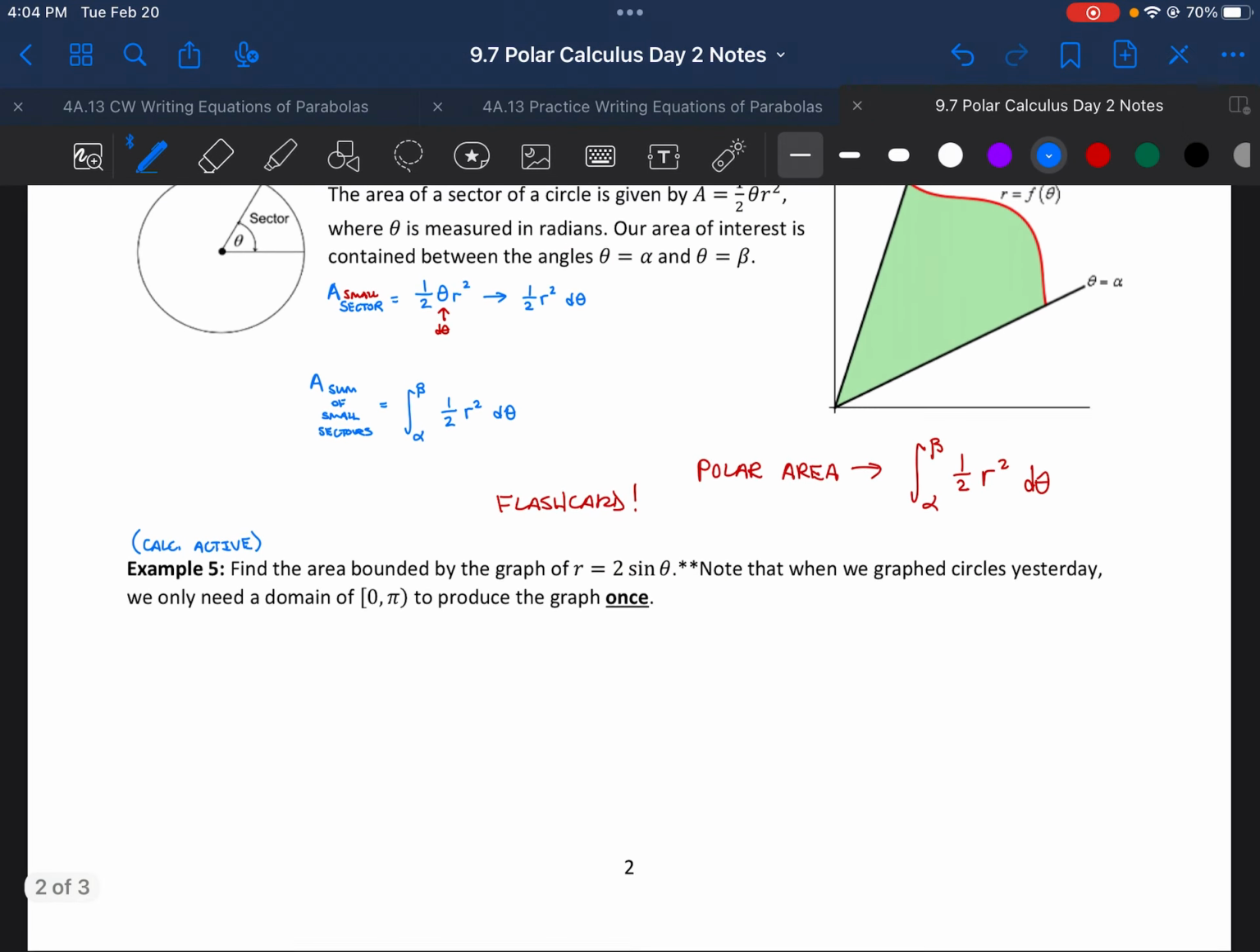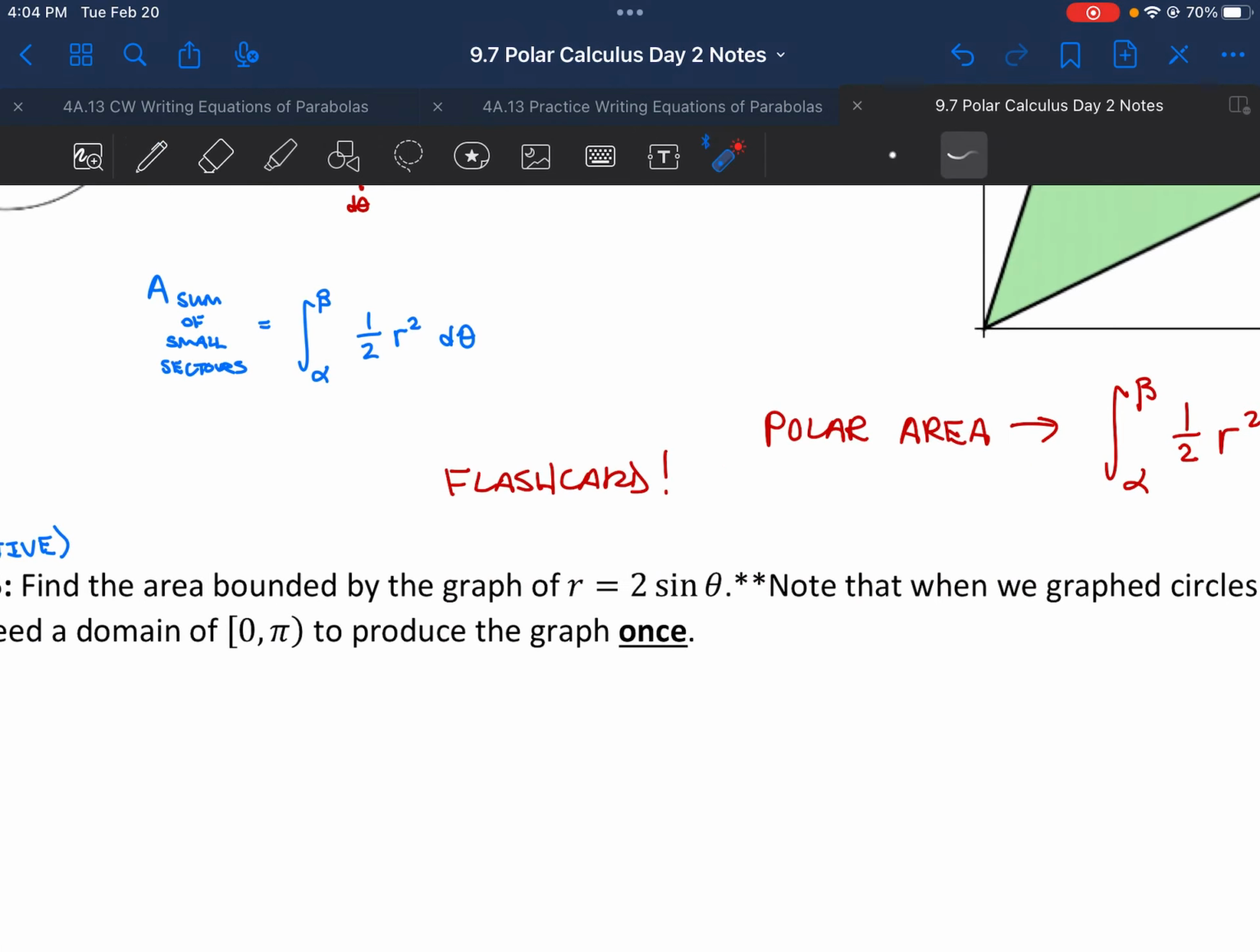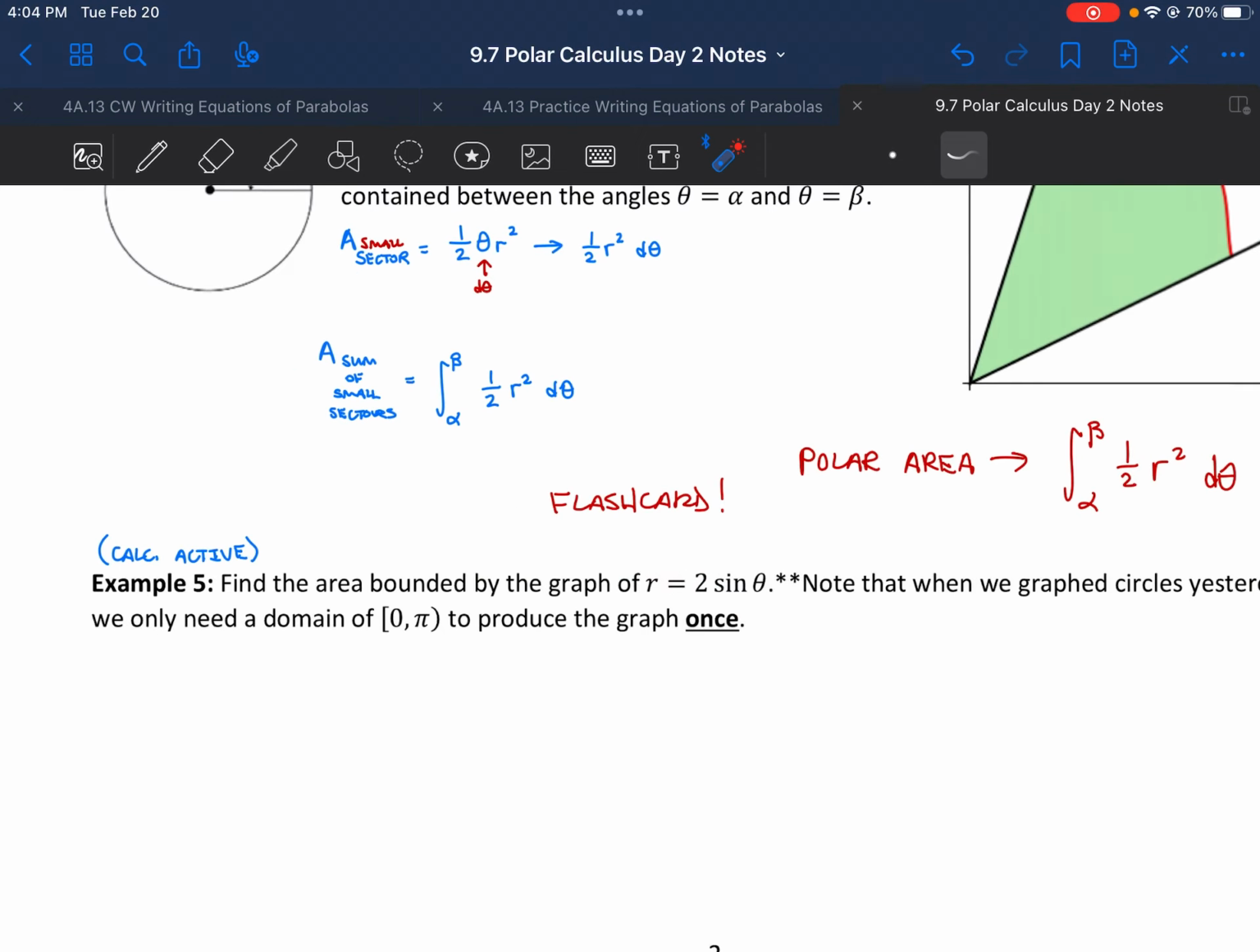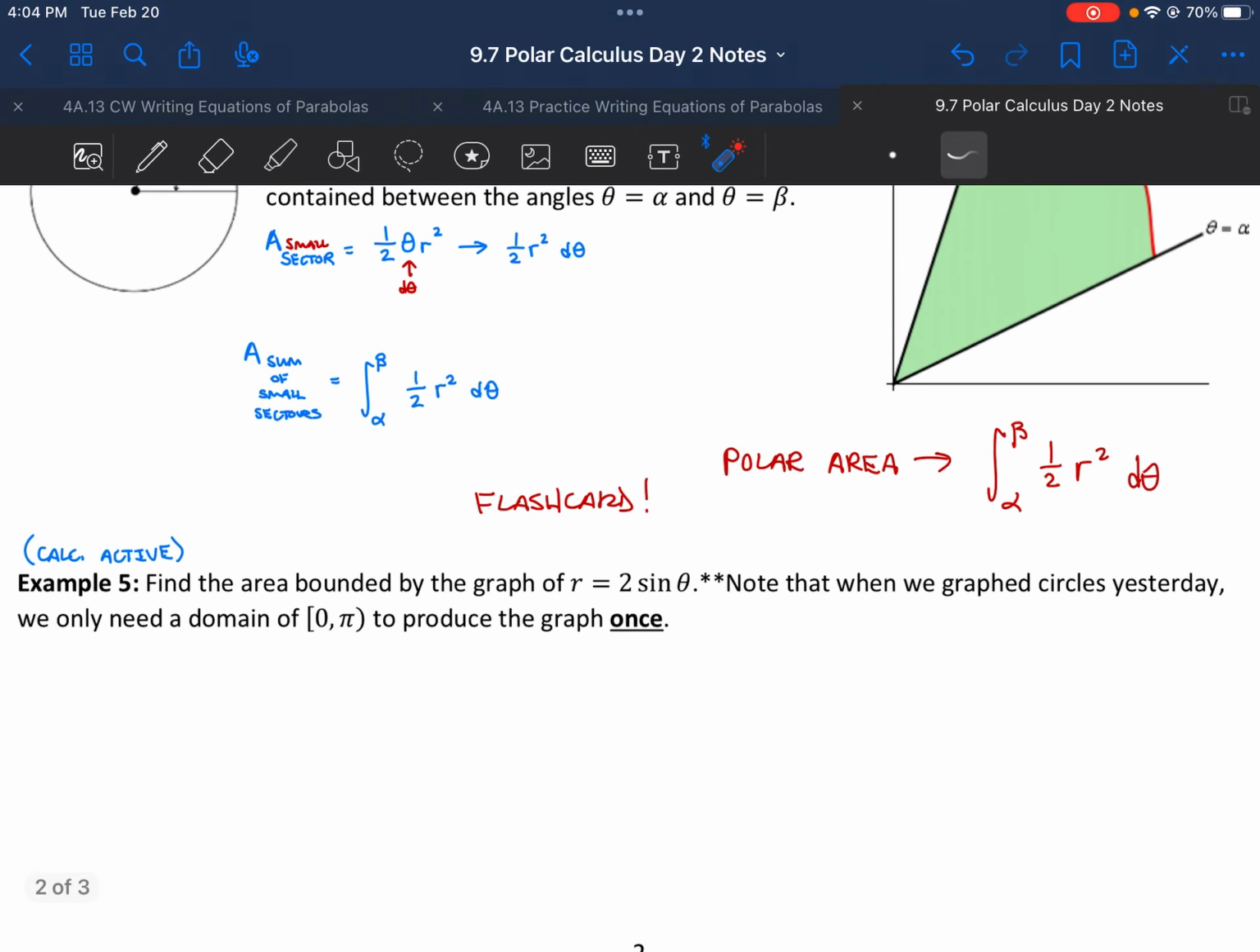All right, so example 5. Find the area bounded by the graph of r equals 2 sine theta. Notice that this is a circle. We talked about this in the previous set of notes. This is the setup for a circle. This circle has, in particular, diameter 2. Not radius 2, but diameter 2.